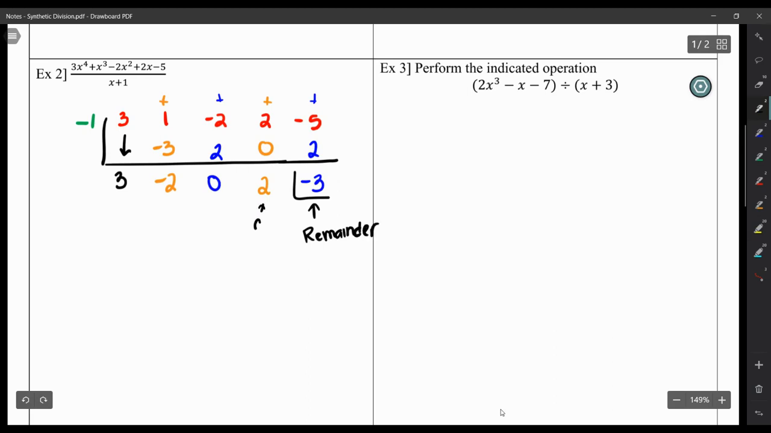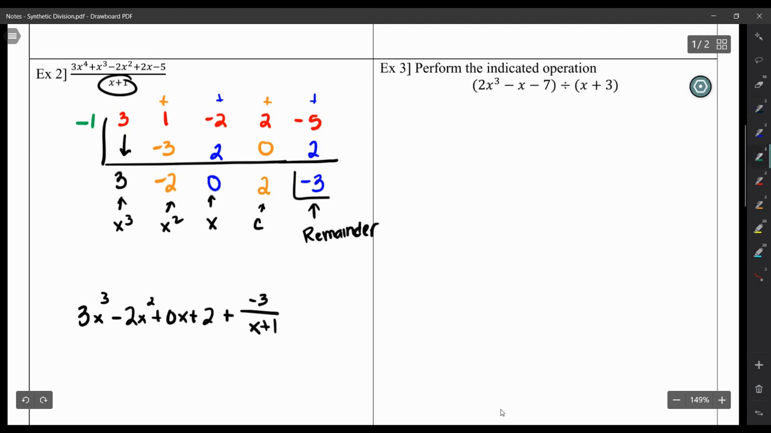Then this number is the constant. This one is your x. This one is your x squared. This one is your x to the third. So when you write your answer, it'll be 3x to the third minus 2x squared plus 0x plus 2, then plus the remainder, which is -3, divided by what we divided by in the beginning, which is x plus 1. However, since this is 0x, I don't even really need that in my answer. So our answer is simply 3x to the third minus 2x squared plus 2 plus -3 over x plus 1.